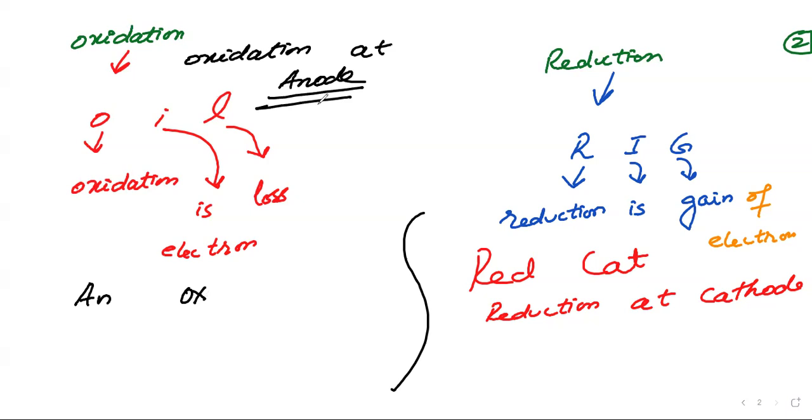What is oxidation? OIL. Oxidation is loss. Loss of what? Loss of electrons. What is reduction? Reduction is gain. Gain of what? Gain of electrons. Where does oxidation happen? Where does reduction happen? You need these mnemonics to recall this concept.